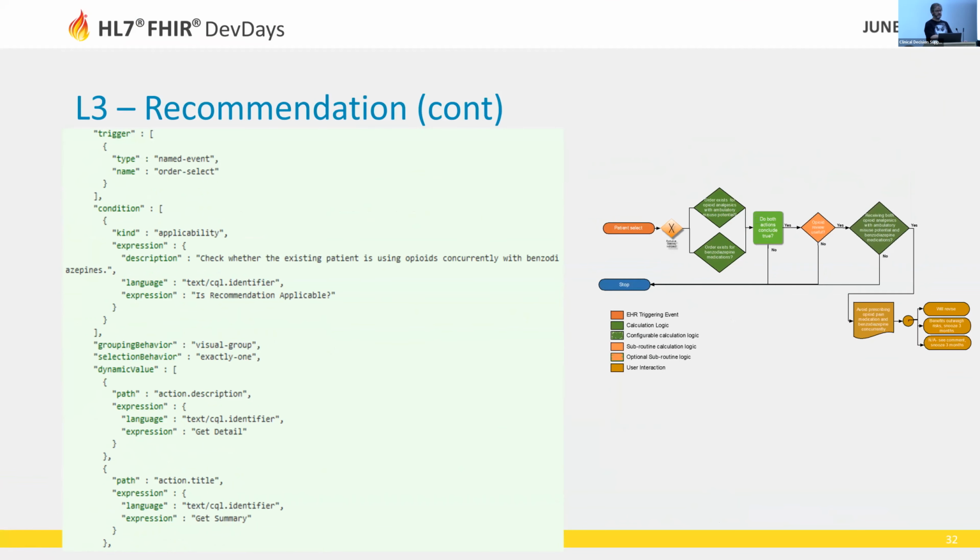And then the trigger in this case is a named event for order select. And so when an order select event occurs, the condition for applicability here runs. It's actually a reference to this recommendation applicable in that library we just saw. And so that just runs all of that logic, which applies to the patient data and gets back a yes or no, plus additional detail that's coming back about what the recommendation said. So that get detail and get summary are also expressions in that library.